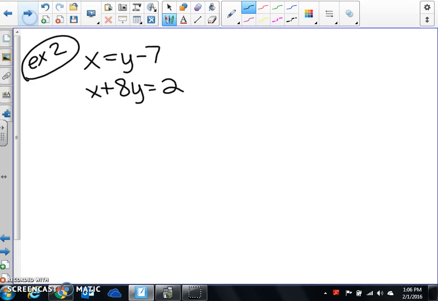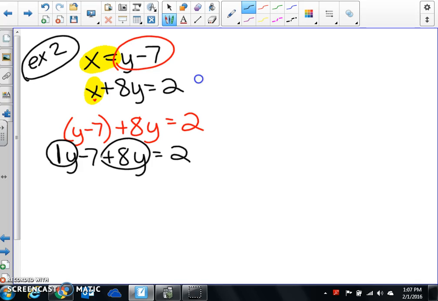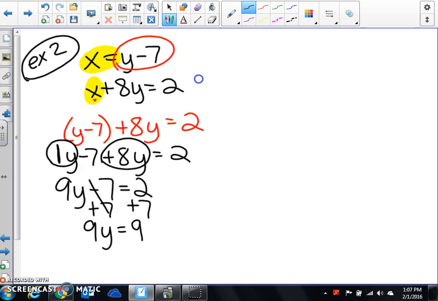Here's the next one. I look for them, and sure enough, here is an x equals equation. So this is an x equals, so I'm going to plug it in for this x right here. So I take the fact that x equals y minus 7 and I plug it in here. So y minus 7 plus 8y equals 2. I don't really need those parentheses, so I can just drop them. Make sure you put that this is a 1y. So 1y plus 8y is 9y. Add 7 to both sides and divide by 9. So y is equal to 1.